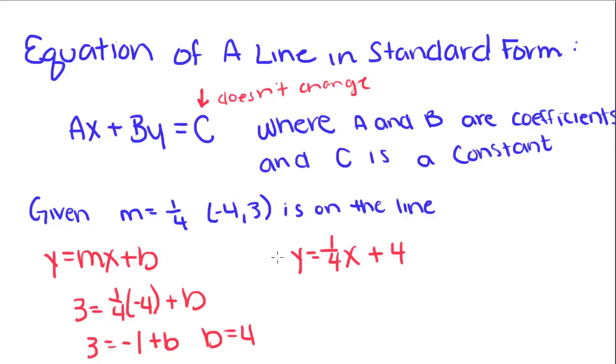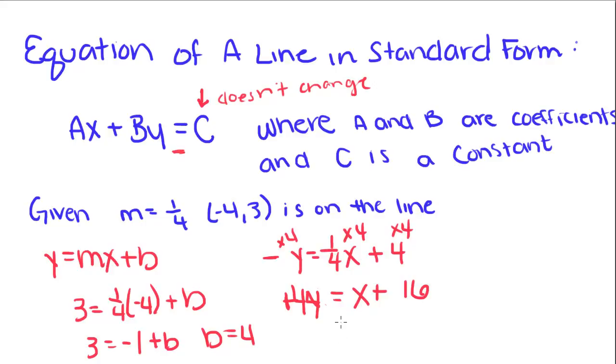Now we want to make this equation look like this equation. So we have to get the x and the y on the same side. So first thing we're going to do is eliminate this fraction right here. So we're going to multiply every number times 4. So we get 4y is equal to x plus 16.